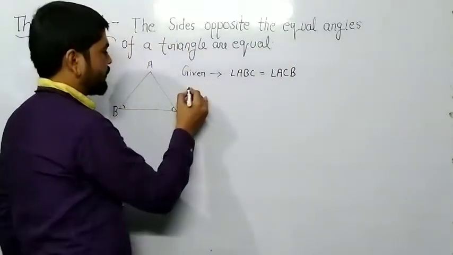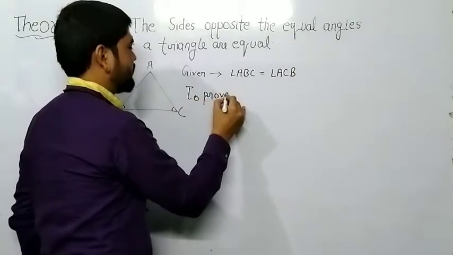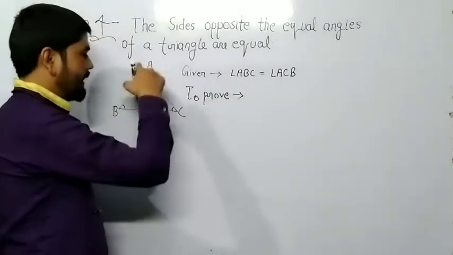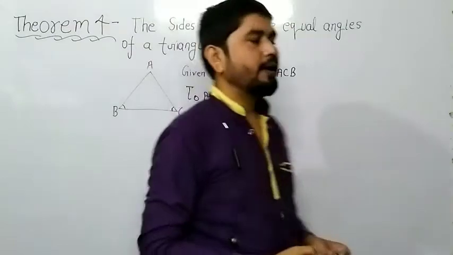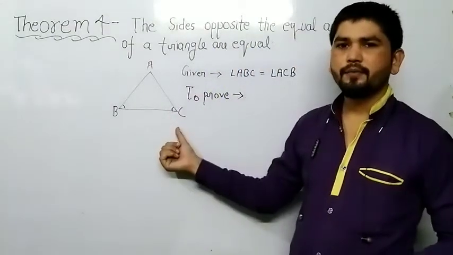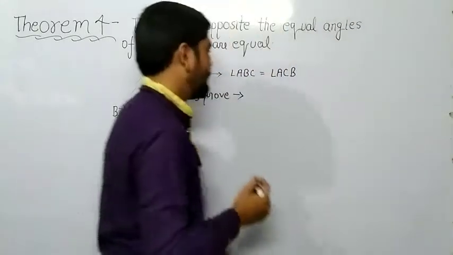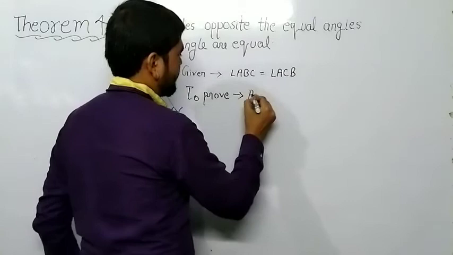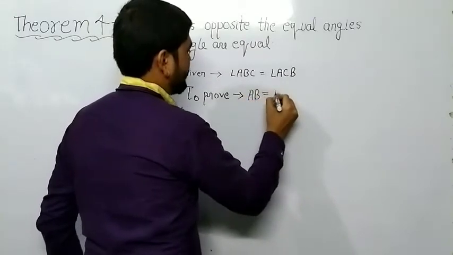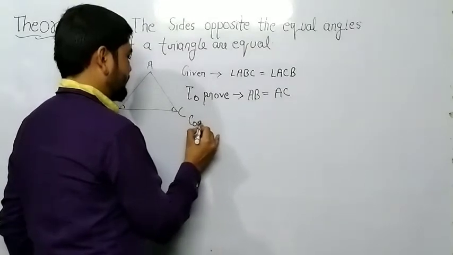Okay guys, to prove, what are the opposite sides of these angles? AB and AC, because we will take opposite sides. So here the opposite angles were angle B and angle C, so we will take here AB and AC. So we need to prove here AB is equal to AC. So construction required.